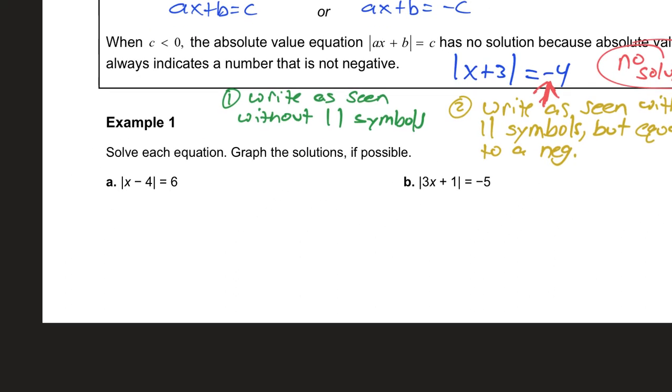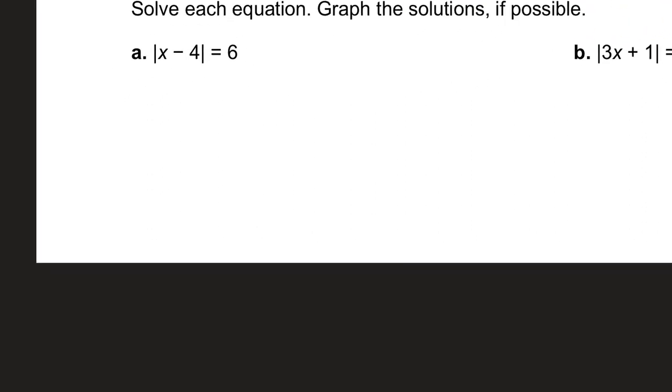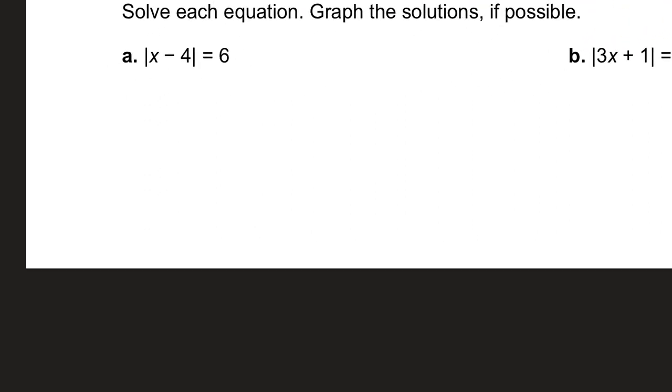So let's get into that. Let's solve this first one here. I write my first equation here. I'll do it in color so you can see. First equation, I'm going to write as x minus 4 equals 6. And then the second equation, I'm going to write as x minus 4 equals negative 6.